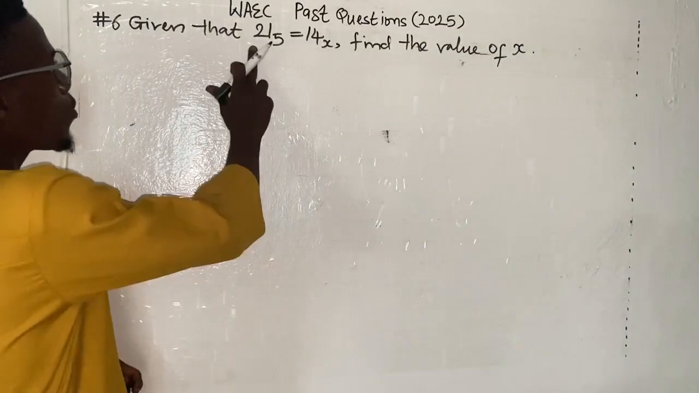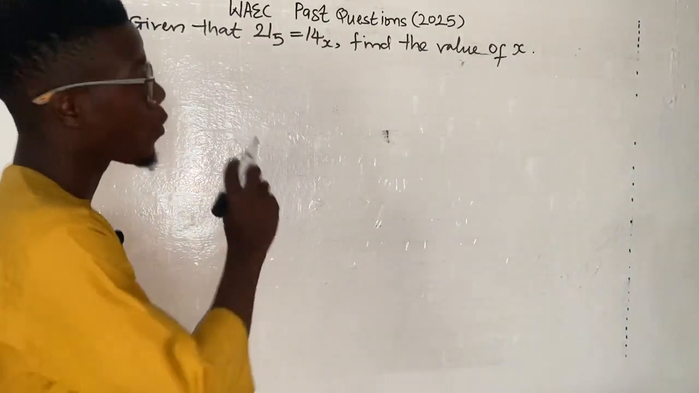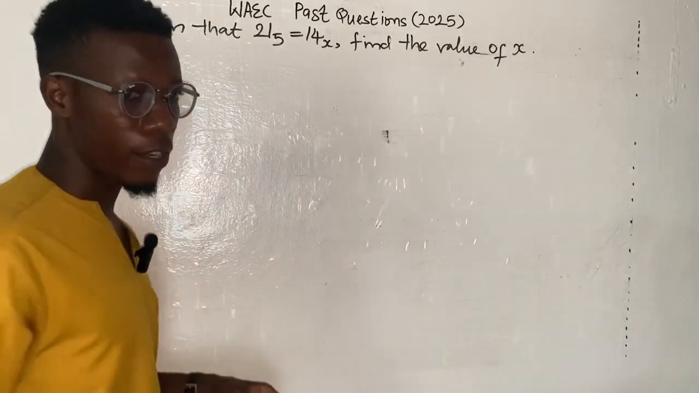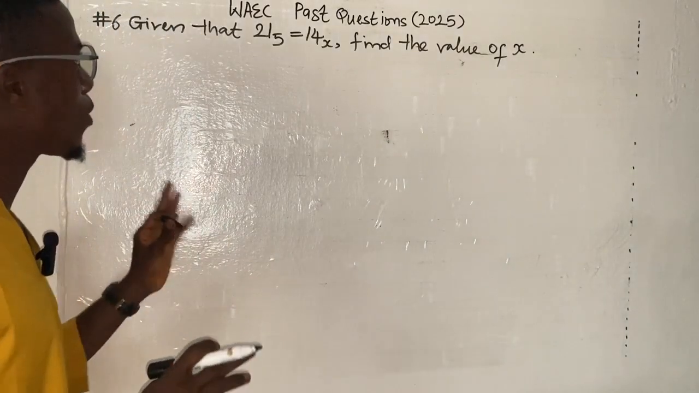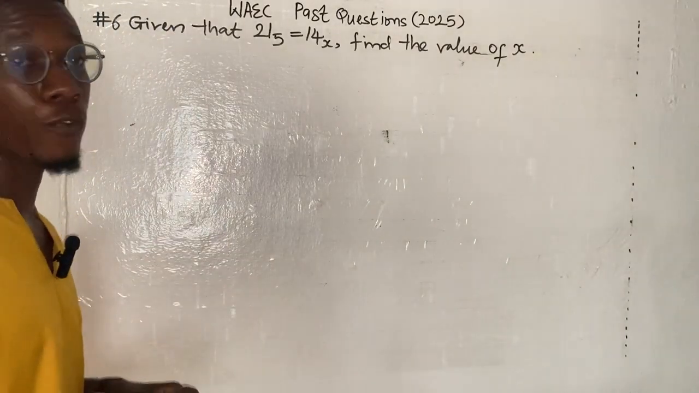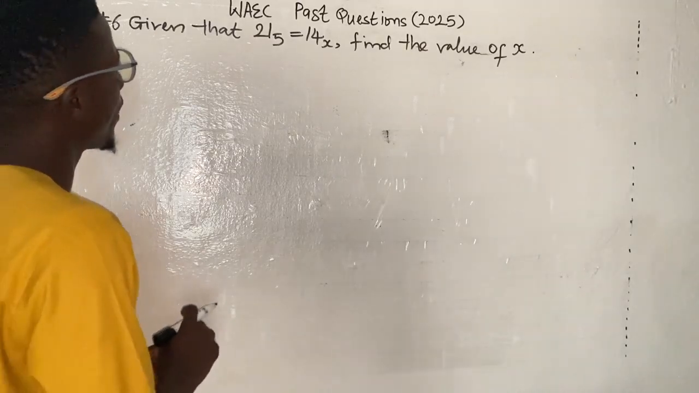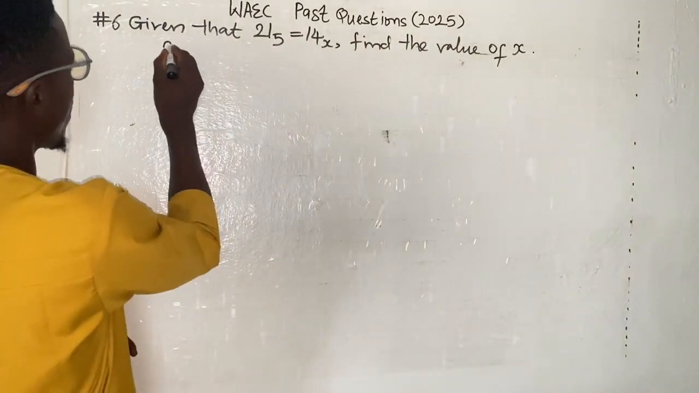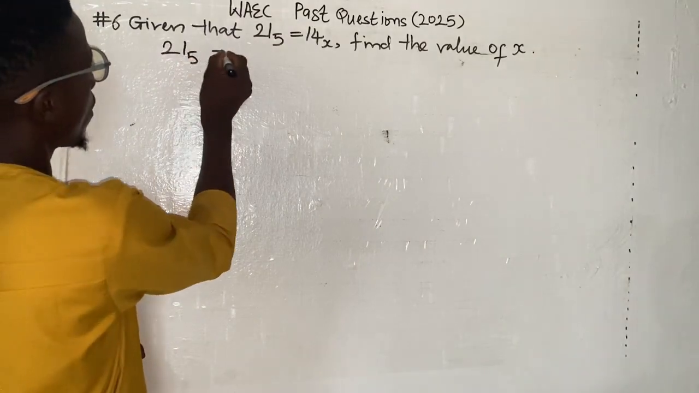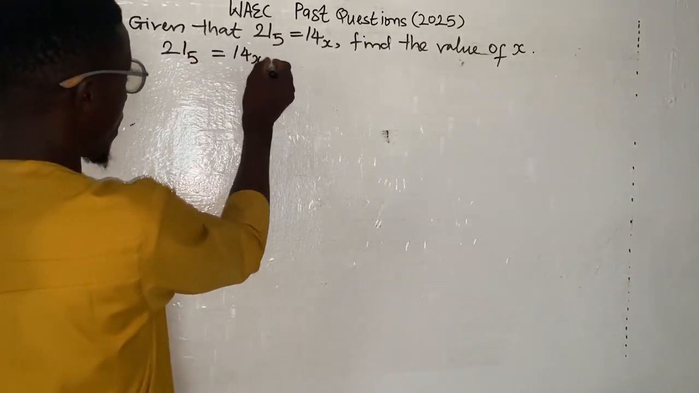Given that 21 base 5 equals 14 base x, find the value of x. This is simple, and what this is testing is your knowledge of number base. So what we do here is, let's first write it out. 21 base 5 equals 14 base x.